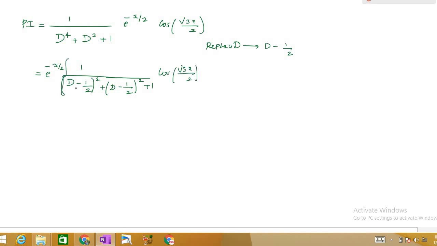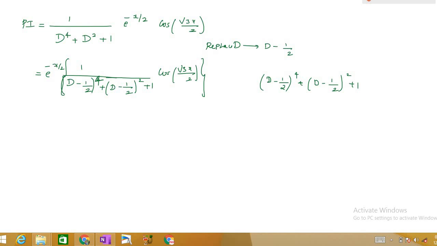Now you can apply type 2 here. For that, first you have to simplify this denominator. First I simplify this denominator and then I apply it here. So first you simplify the denominator: d minus 1 by 2 whole power 4 plus d minus 1 by 2 whole square plus 1.